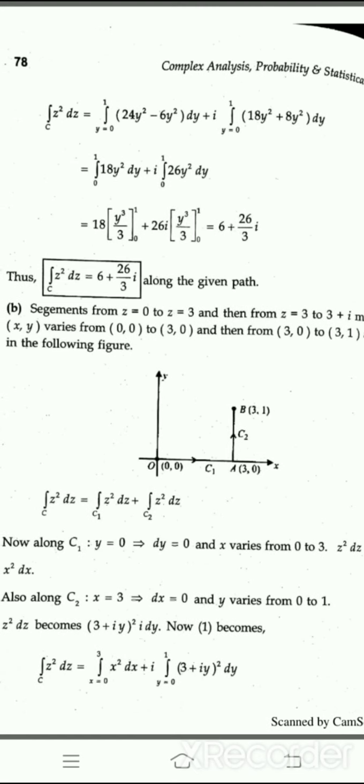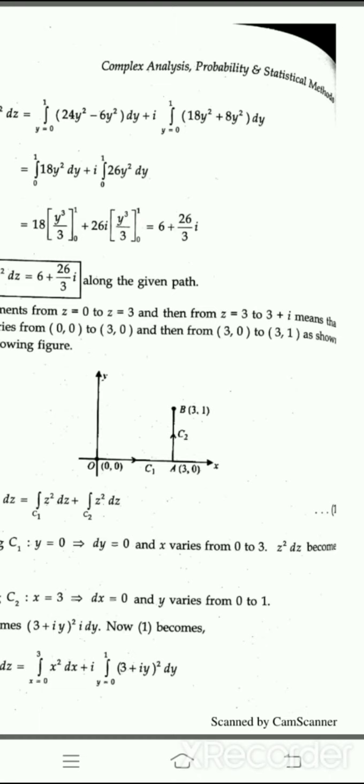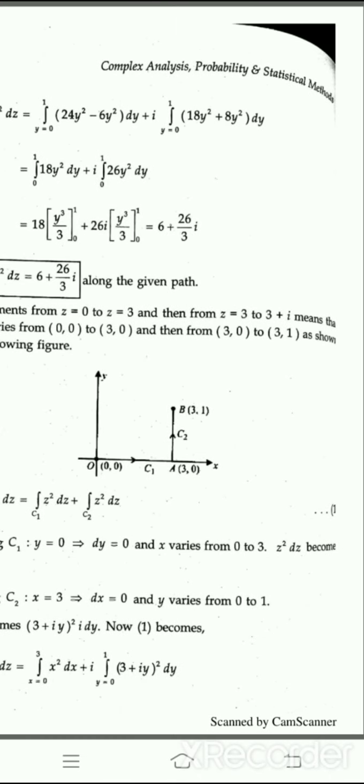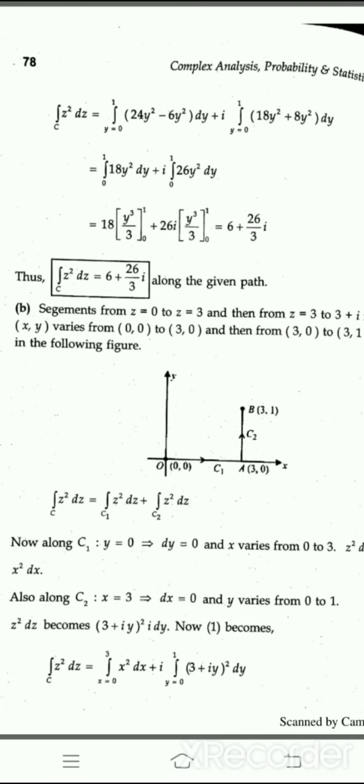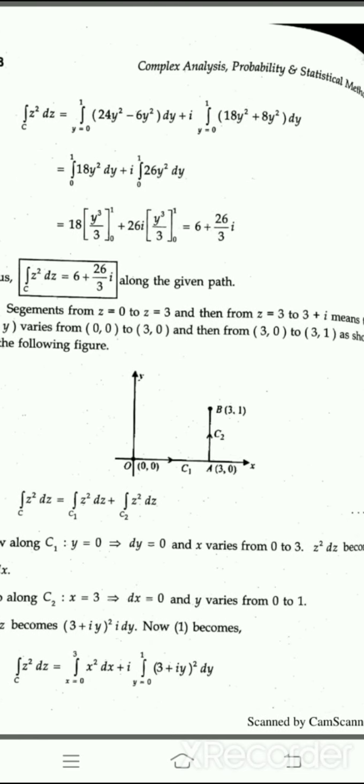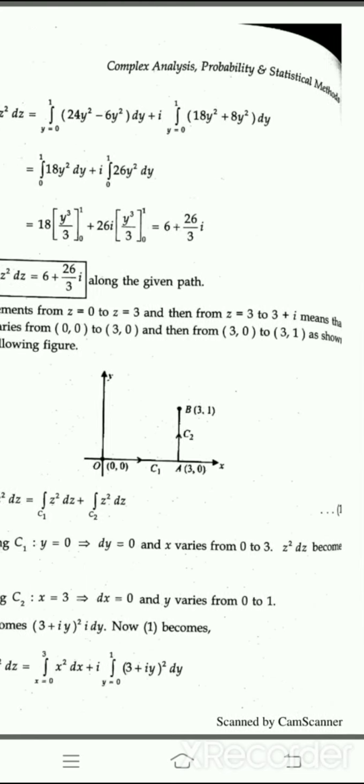Separating the terms, 18 is taken outside, the integral of y square, that is y cube by 3, using the limits 0 to 1, and 26 i is taken outside. What is the integral of y square, y cube by 3, using the limits 0 to 1? So it equals 6 here. The value is 6 plus 26 by 3 i. So the integral of z square with respect to dz along C equals 6 plus 26 by 3 i along the given path.